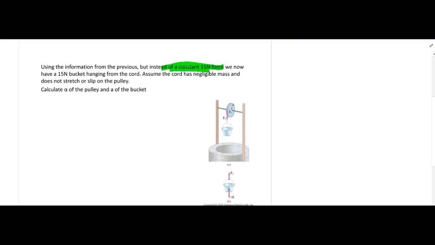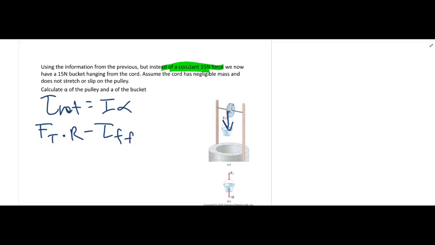So here I could do the same thing and start with torque net equals I alpha. On this one, what's causing the torque? Well, it's still just the force of tension. So force of tension times R minus the torque due to friction, which we had in the previous problem, equals I times alpha. So what do we know? We know R, we know the torque due to friction that was given in the previous problem, and we know I. But here's where I'm stuck.